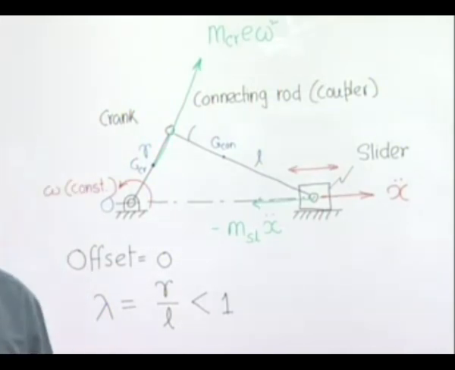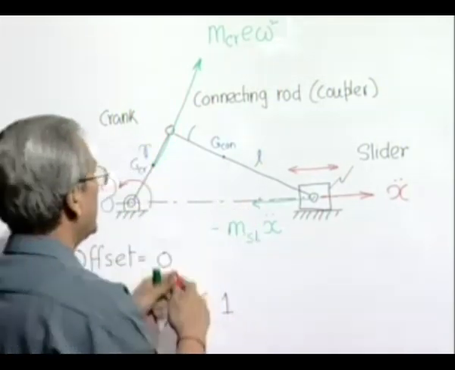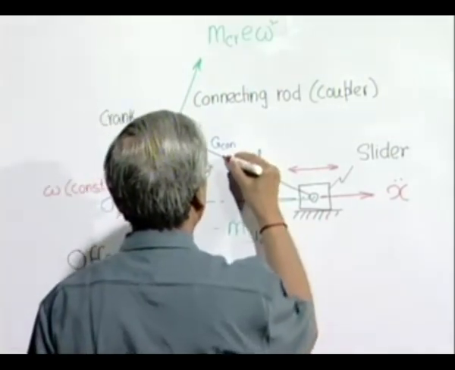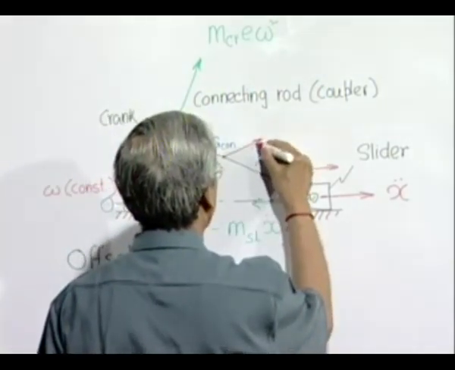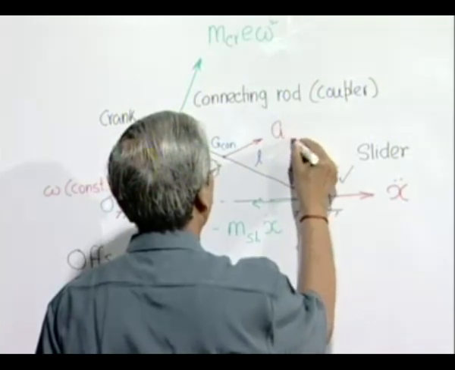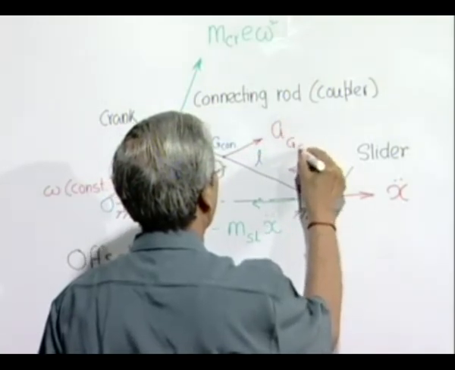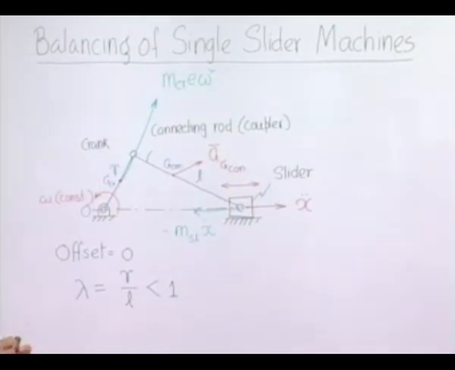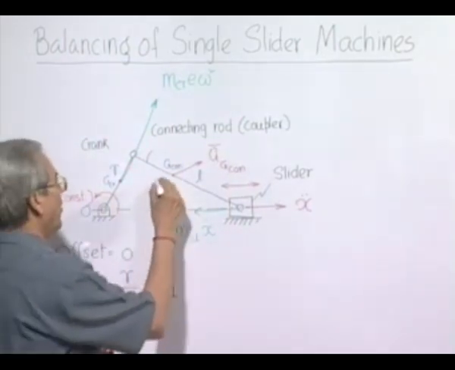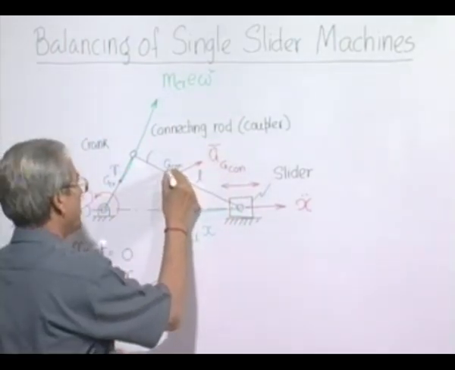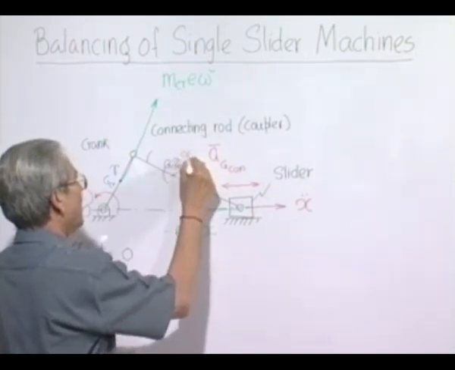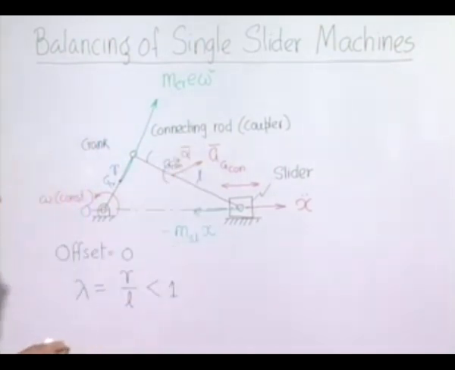To find out the inertia force due to the connecting rod, we have to see what is the instantaneous acceleration of the center of mass. We can call this the acceleration of the center of mass of the connecting rod, and also perhaps there will be some kind of an angular acceleration alpha of the connecting rod.